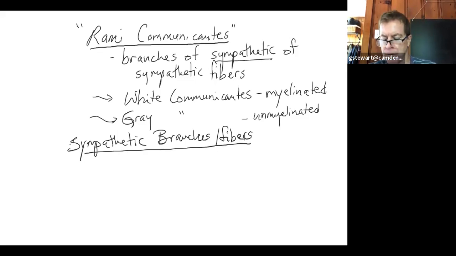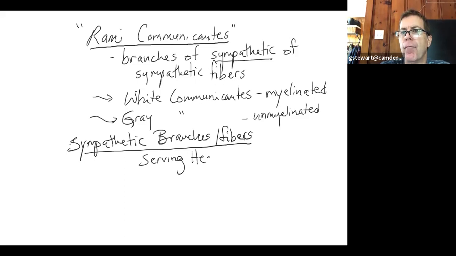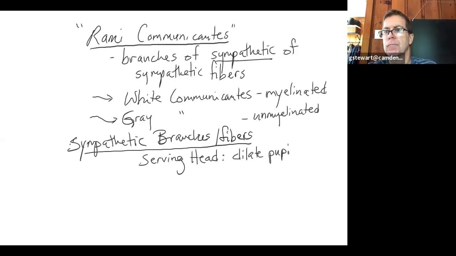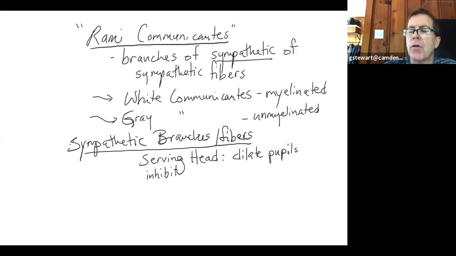and their effectors. So the ones serving the head, they still emanate from the thoracolumbar region, but they end up serving the head. And here's largely what they do. Dilate pupils. They inhibit those glands that the parasympathetic stimulated.